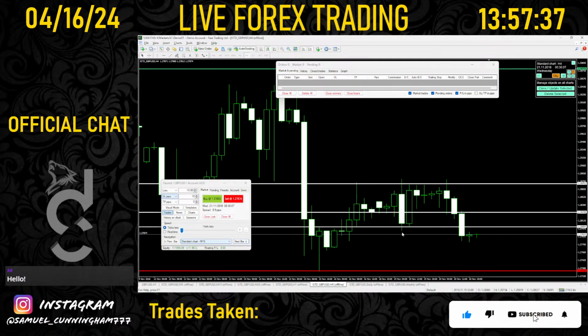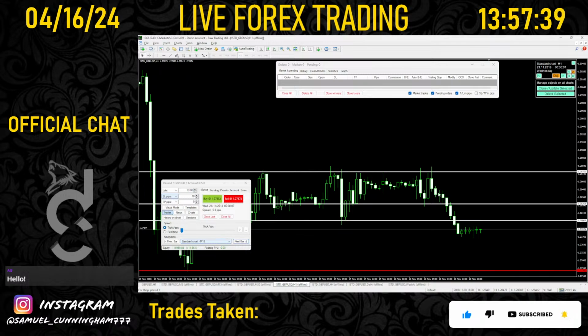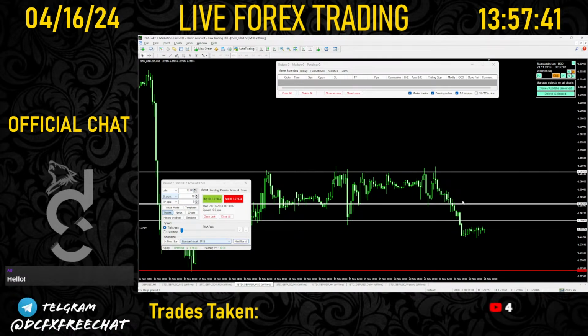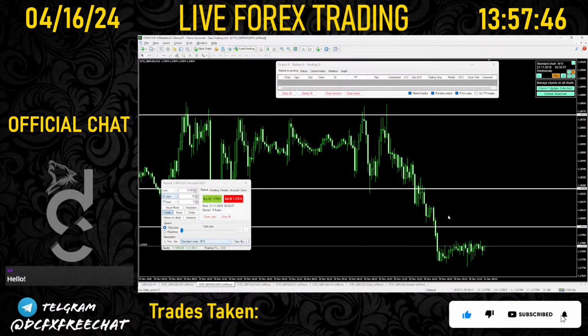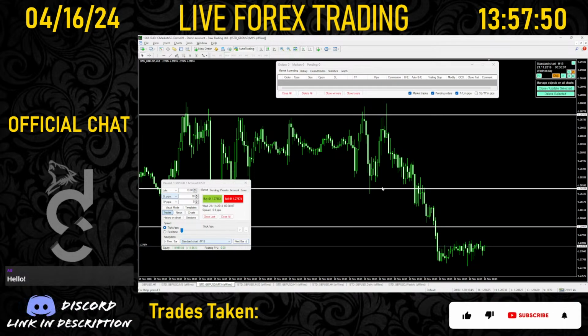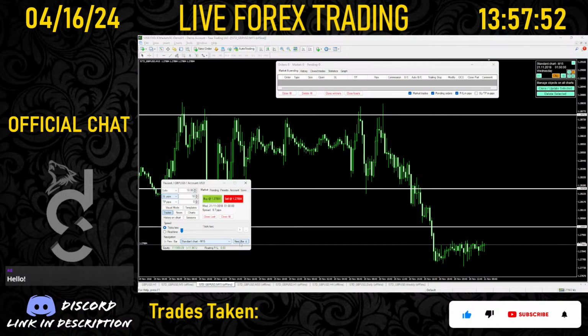H4 has taken out this previous low. Let's see H1, any resistances? No resistances. 30 minute, any resistances? Not really. 15, any resistances? 15, there's a resistance up here. So going up there would be nice. Right, so let's see, can we get a retest?